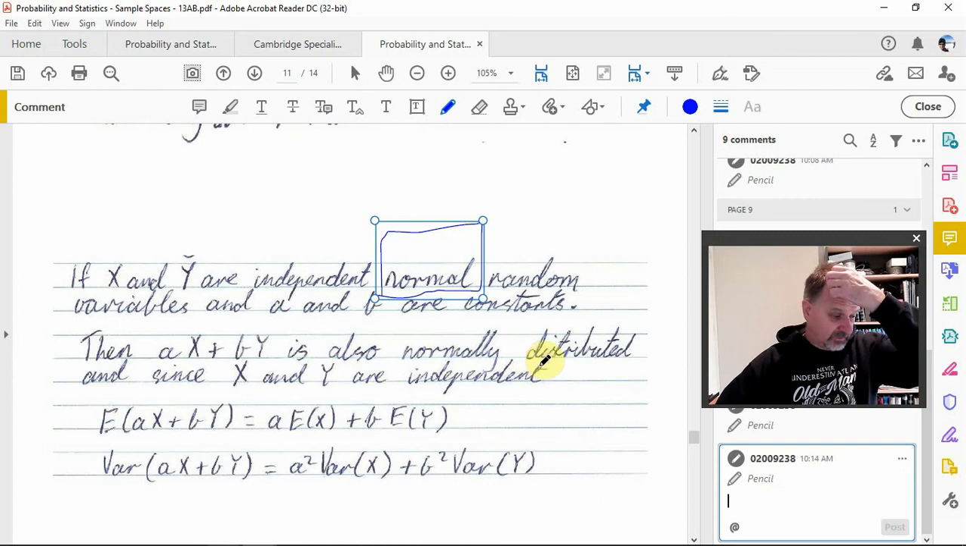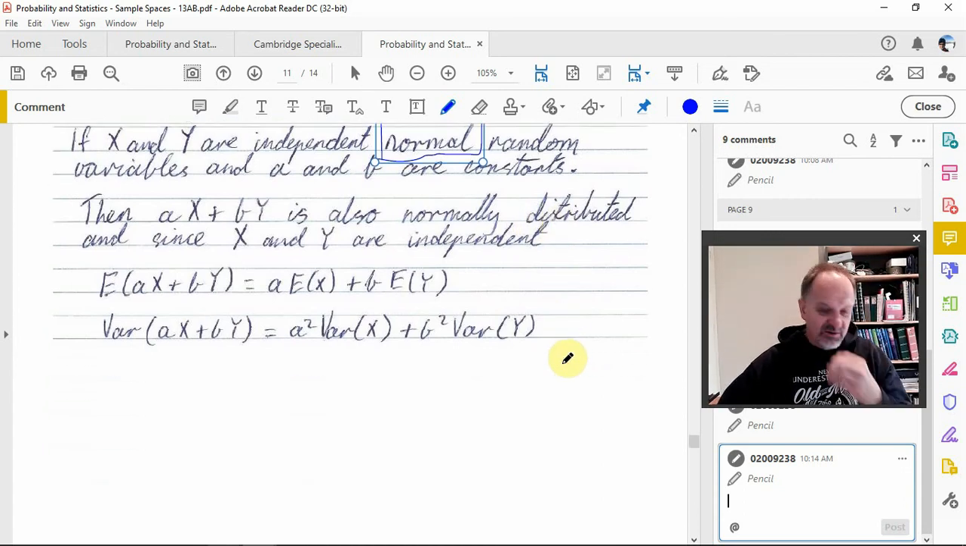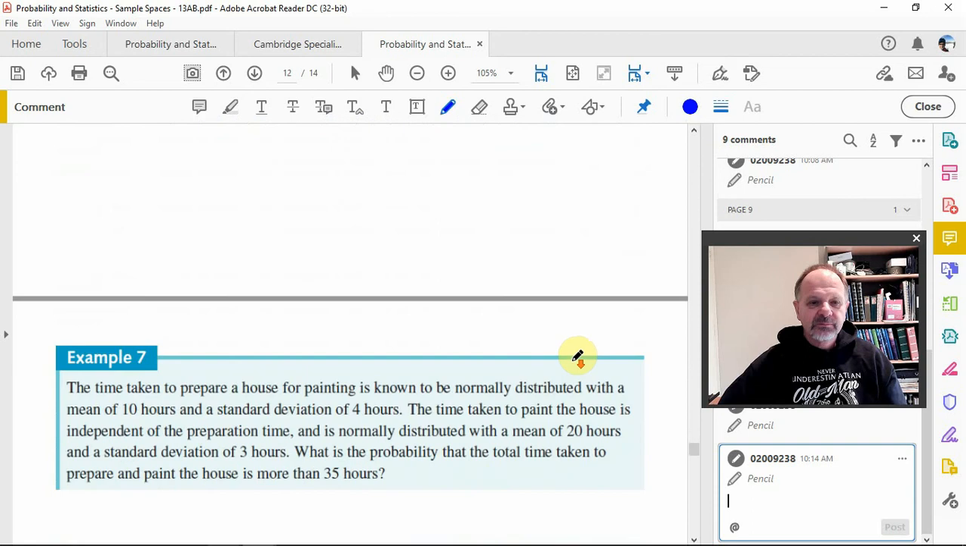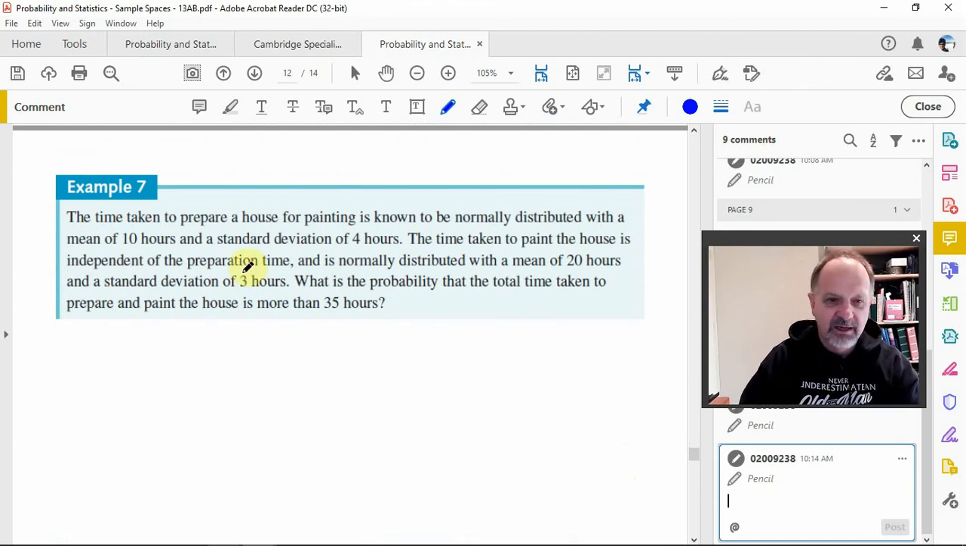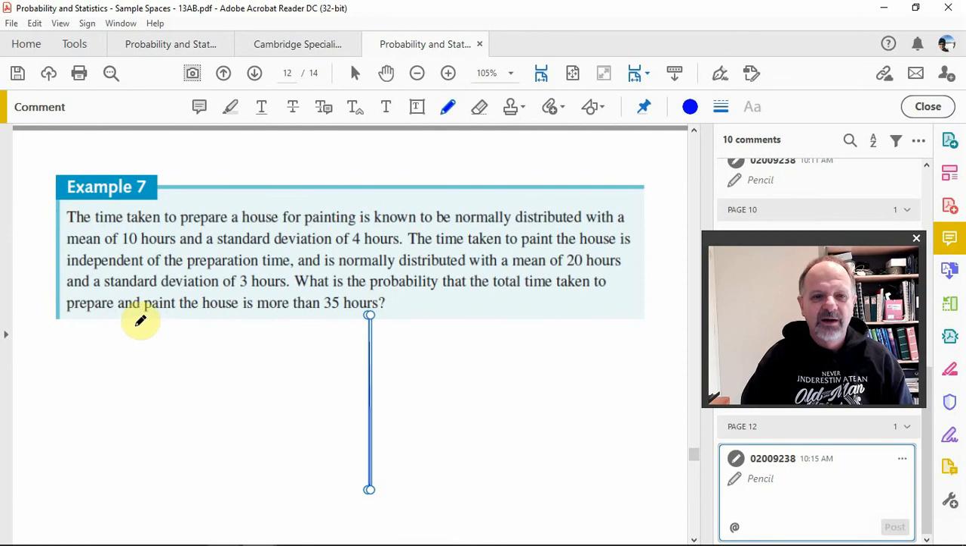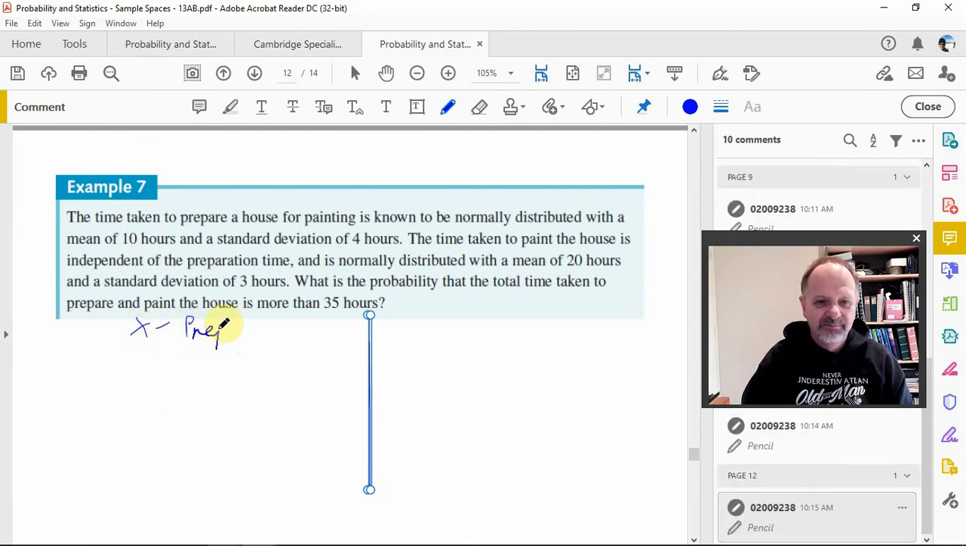All right, so what do we got? Let's have a look at an example. So the time taken to prepare a house for painting is normally distributed with a mean of 10 hours and a standard deviation of 4. All right, so we've got two things. We've got X, which we're going to call prep, and then we got Y, and Y is going to be the painting, the actual physical painting.